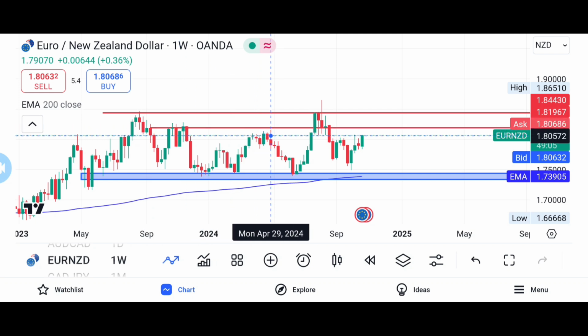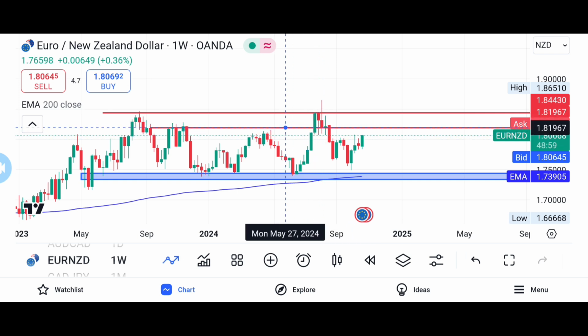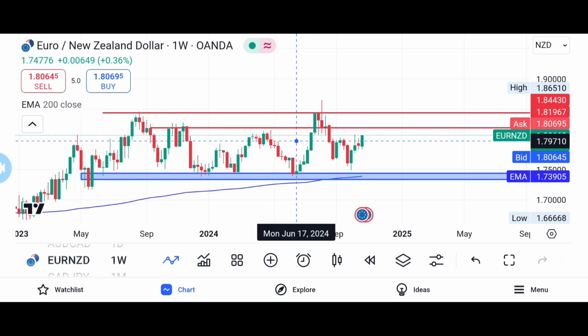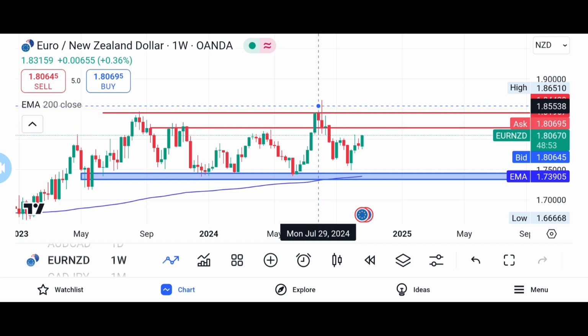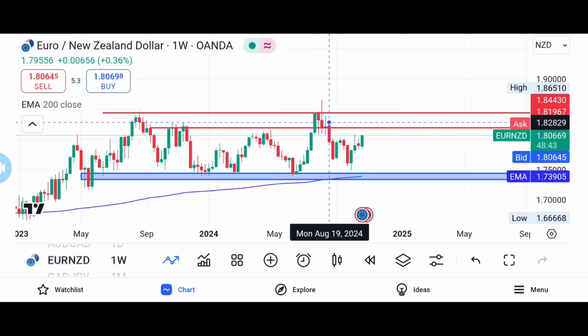Are we together up to there? So it was obeyed here also. Once the resistance is broken, it becomes a support, and you can see here the resistance was broken and then it became a support here. There was a fake out. Instead of price moving higher from here, the sellers took the price deeper.